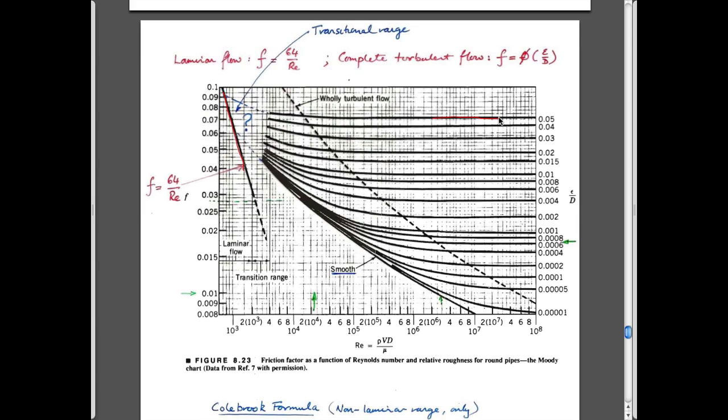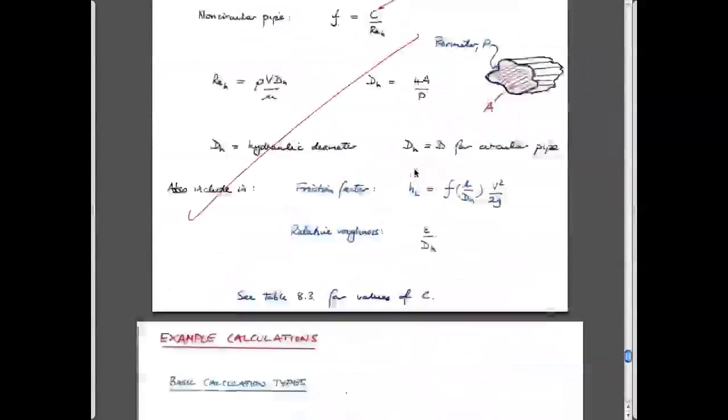And it wouldn't be unusual. You don't need a Moody chart. There isn't one in the exam either. So typically, if there is a pipe question, you'd be given the friction factor to use and the loss coefficients, just because it's easier to grade. And there are a couple of examples.